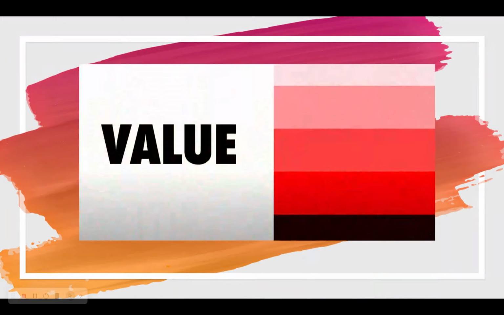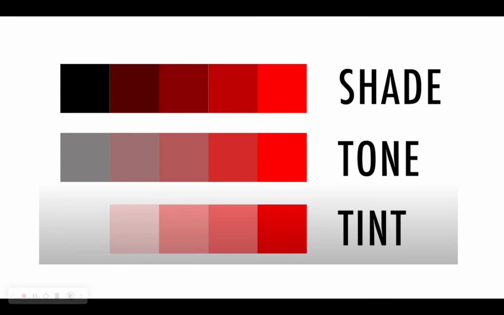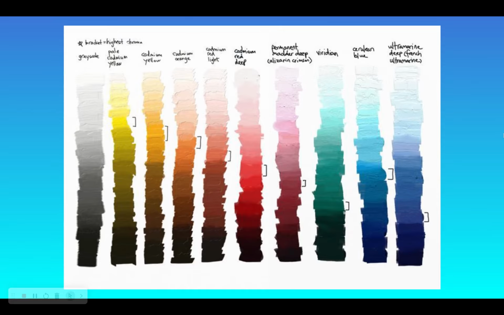Now we're going to talk about value. So when we create different values of colors, we use certain words. When we make colors darker, we're creating shades. When we make a color less intense or more dull, we call them tones. And when we make colors lighter, they're called tints. So colors have a range of values. You can make colors very light, or you can make colors very dark.